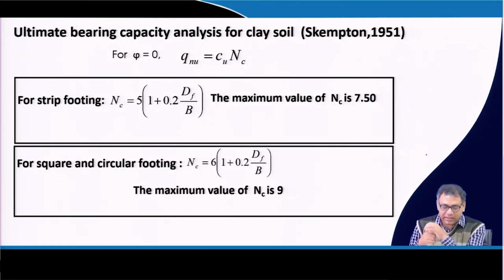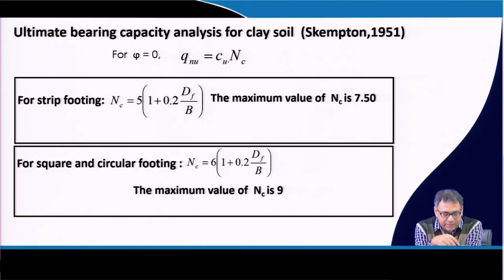Now, the next bearing capacity equation is the ultimate bearing capacity equation proposed by Skempton, and it is valid for clayey soil. This equation is valid for any depth, because Terzaghi's equation is valid when D_f is less than or equal to B, but this is applicable for any depth. So, this is the net ultimate bearing capacity q_nu, and obviously for phi equal to 0, this will be c_u N_c, where c_u is the undrained cohesion.